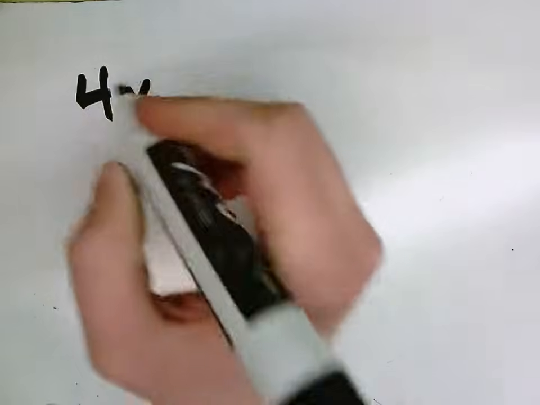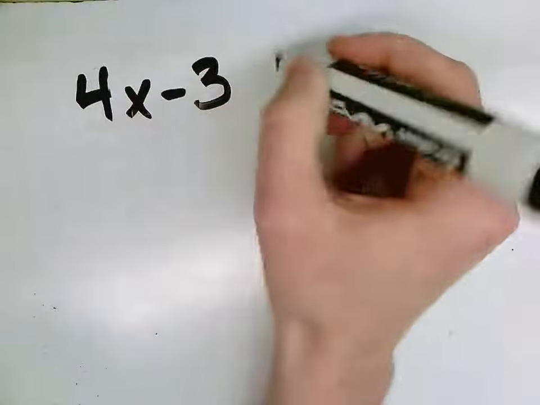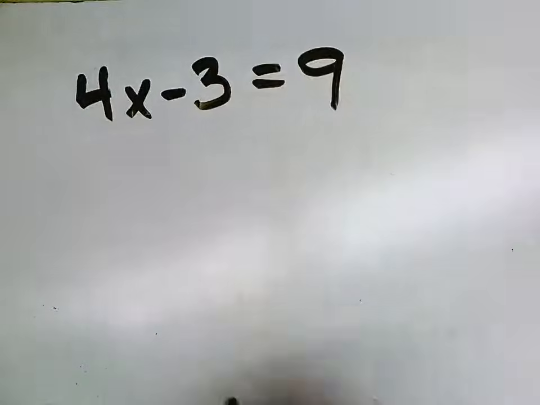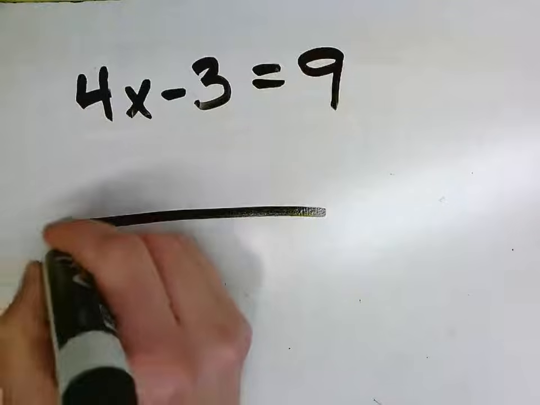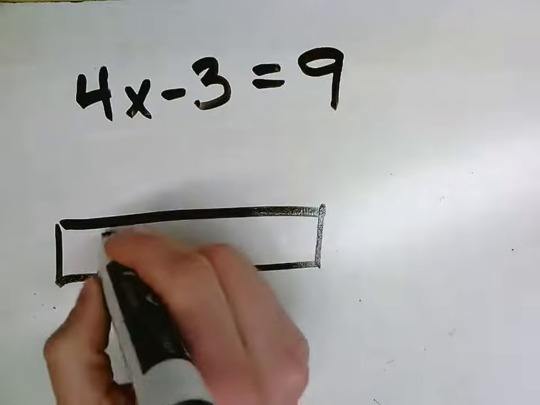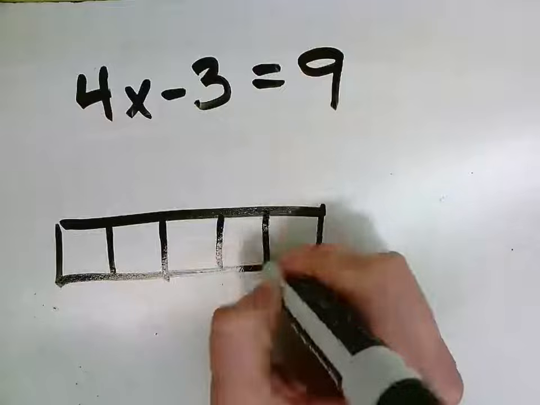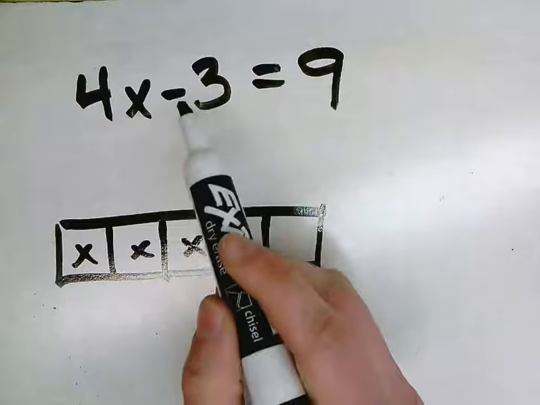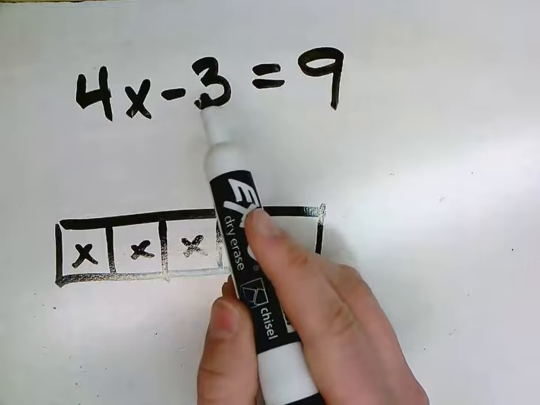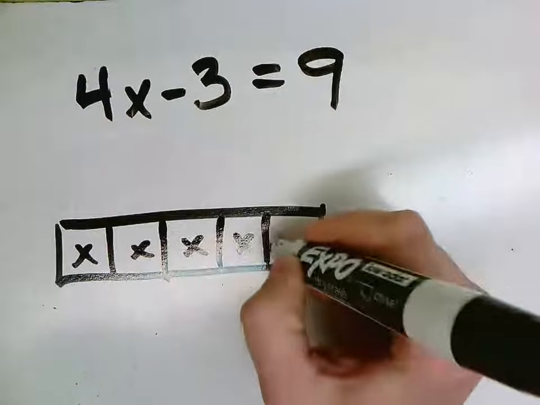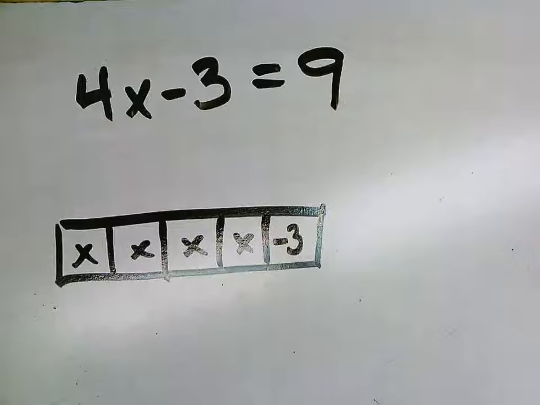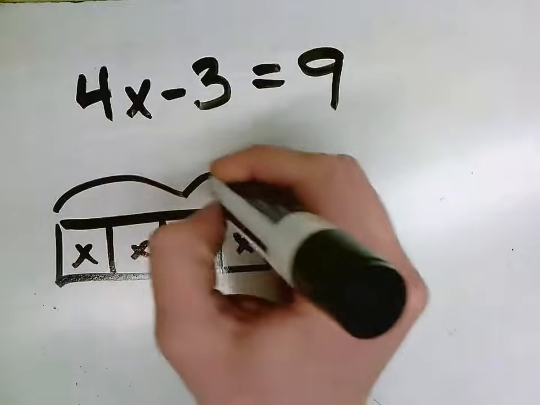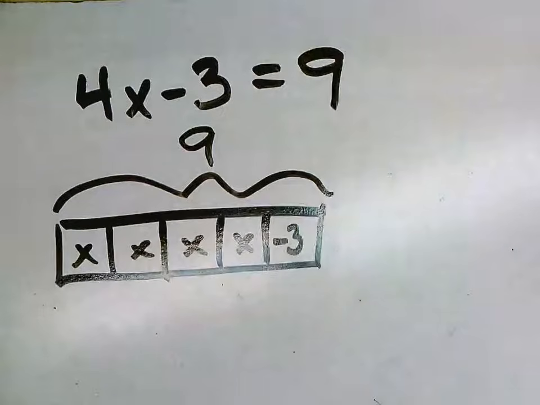So now we have the equation 4x - 3 = 9. So we're going to draw this out in a tape diagram, very similar. So we're going to start with our piece of tape. Now we have 4 unknowns, or 4 x's. So here are our 4 x's. And then instead of adding 3, we have a negative 3, or a minus 3. So we're going to put in a minus 3. And this whole tape has a value of 9.